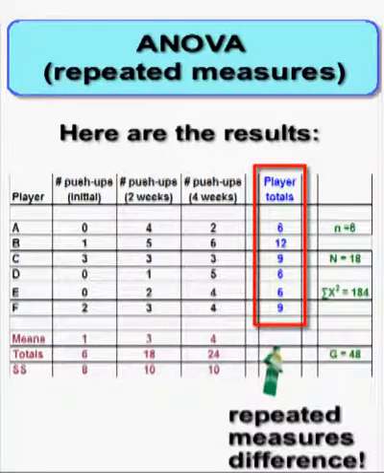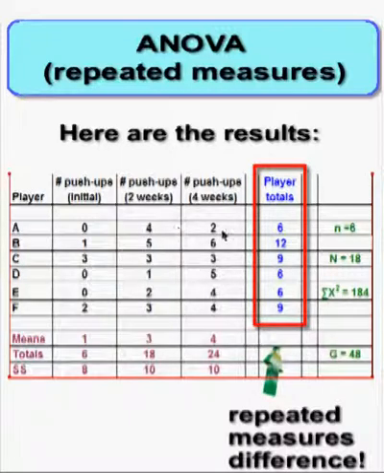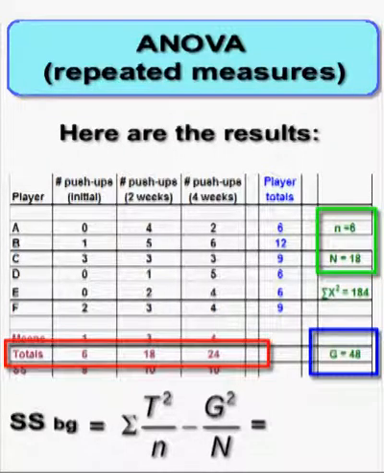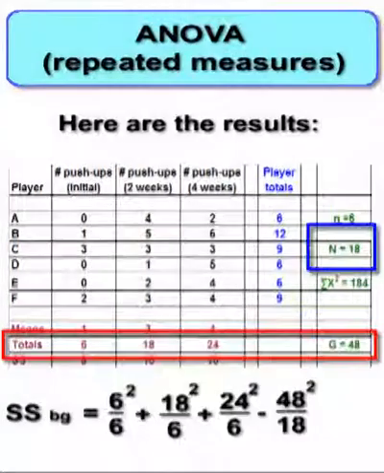So the big difference with the repeated measures ANOVA is this. We're going to total up each one of the individuals and get a total for each individual. But the sum of squares between groups formula remains the same. You take the total, you square it, divided by the little n, which is the number in each group. You should be familiar with this. If not, please check out the regular one-way ANOVA video.